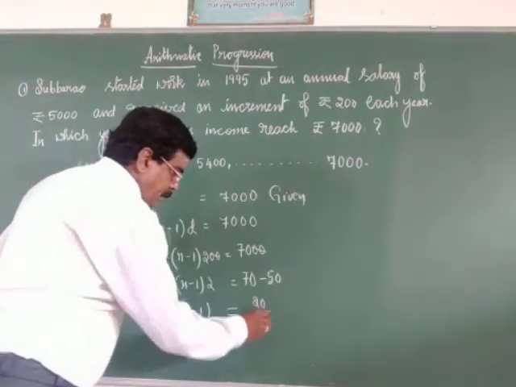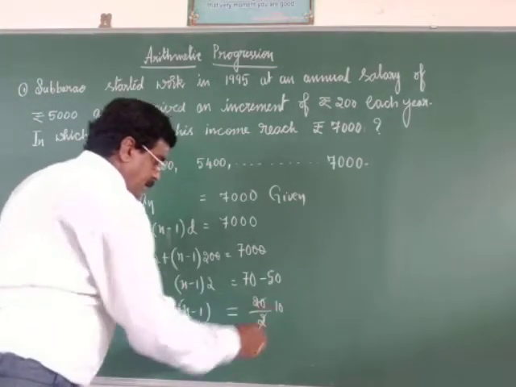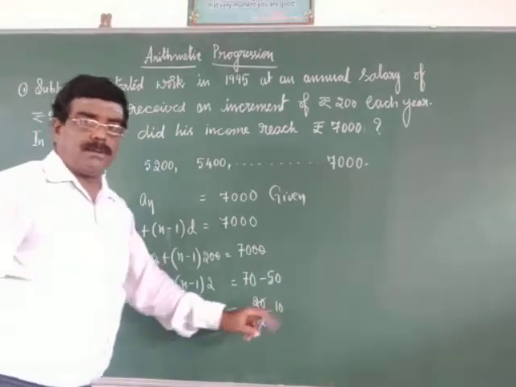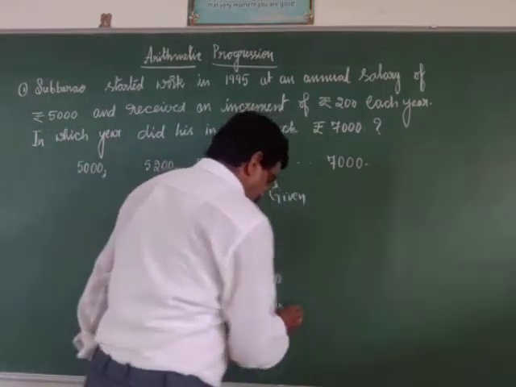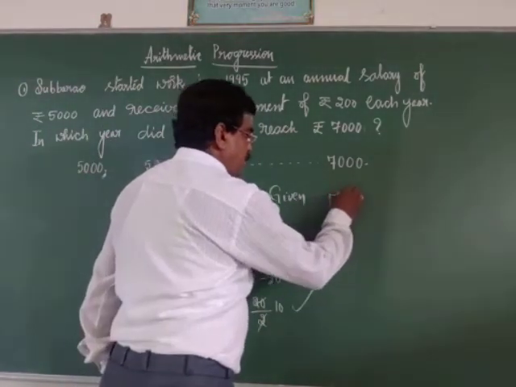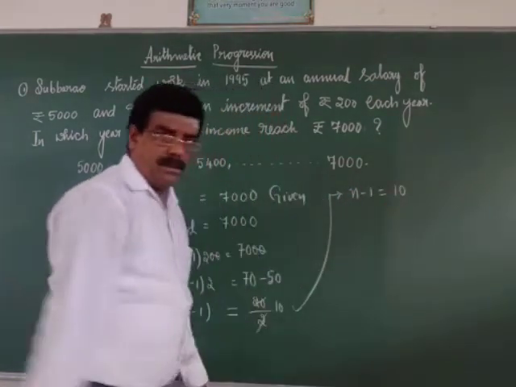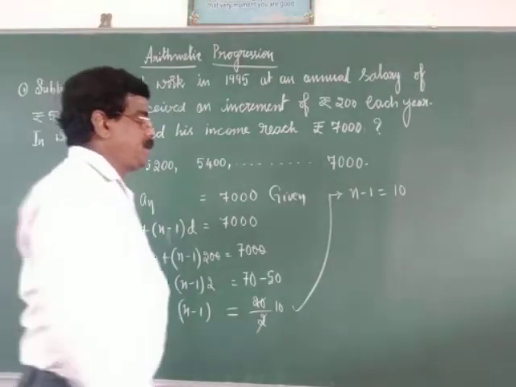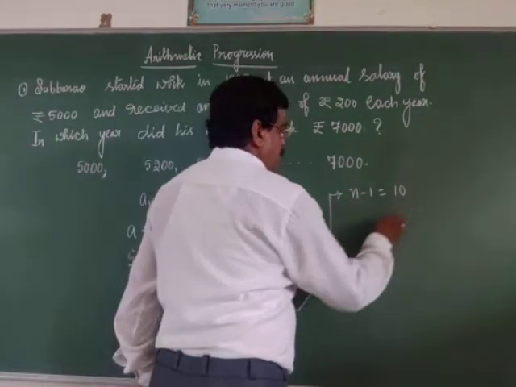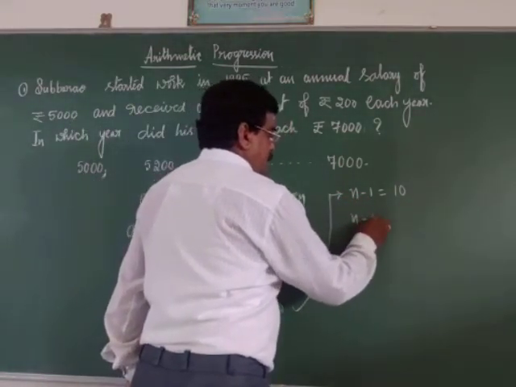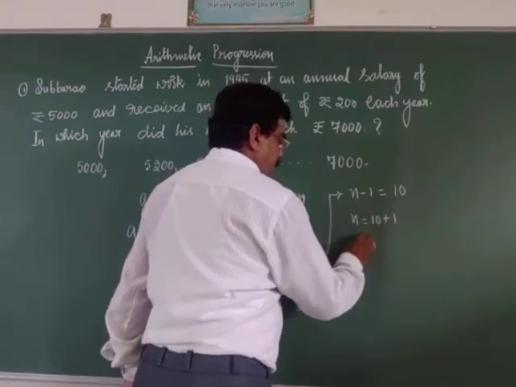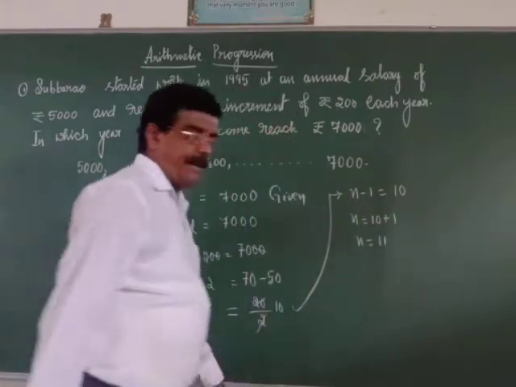Anyhow, 2 ones are 2, 2 tens are 20. So n minus 1 is equal to 10. n minus 1 is equal to 10. Now again shift minus 1 to the right-hand side. n is equal to 10 plus 1. n is equal to 11.